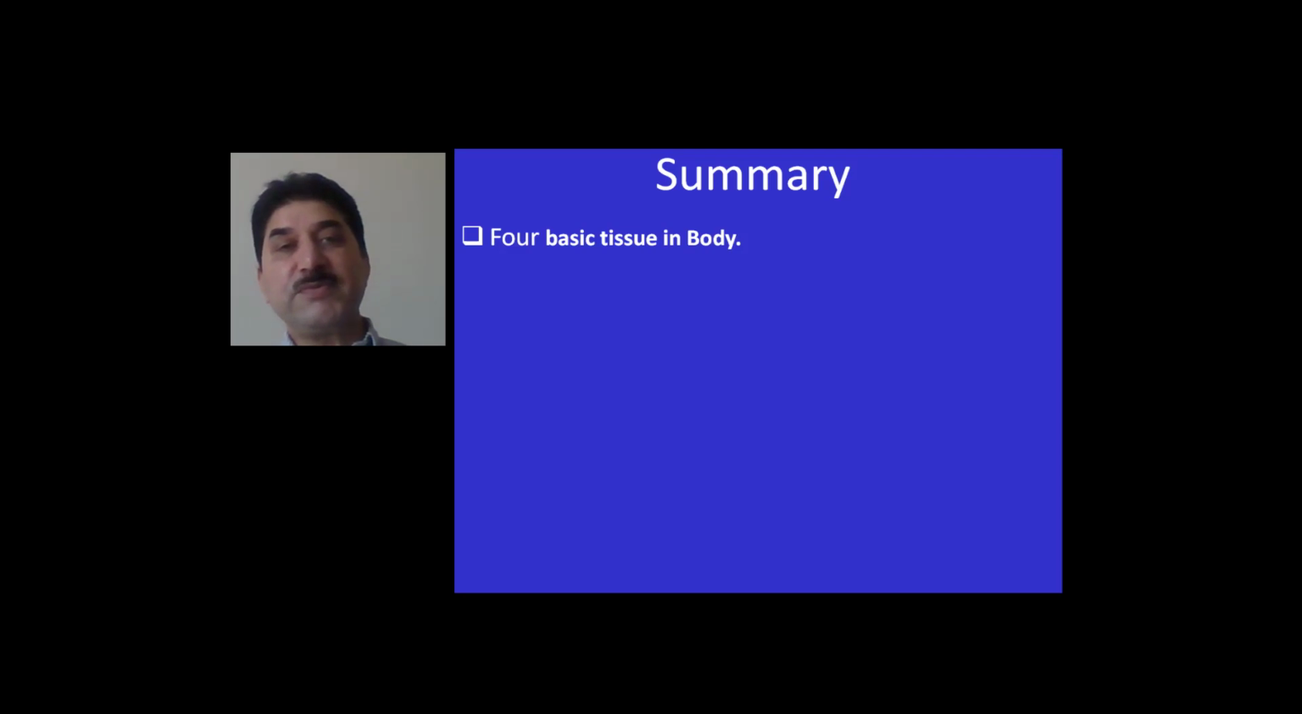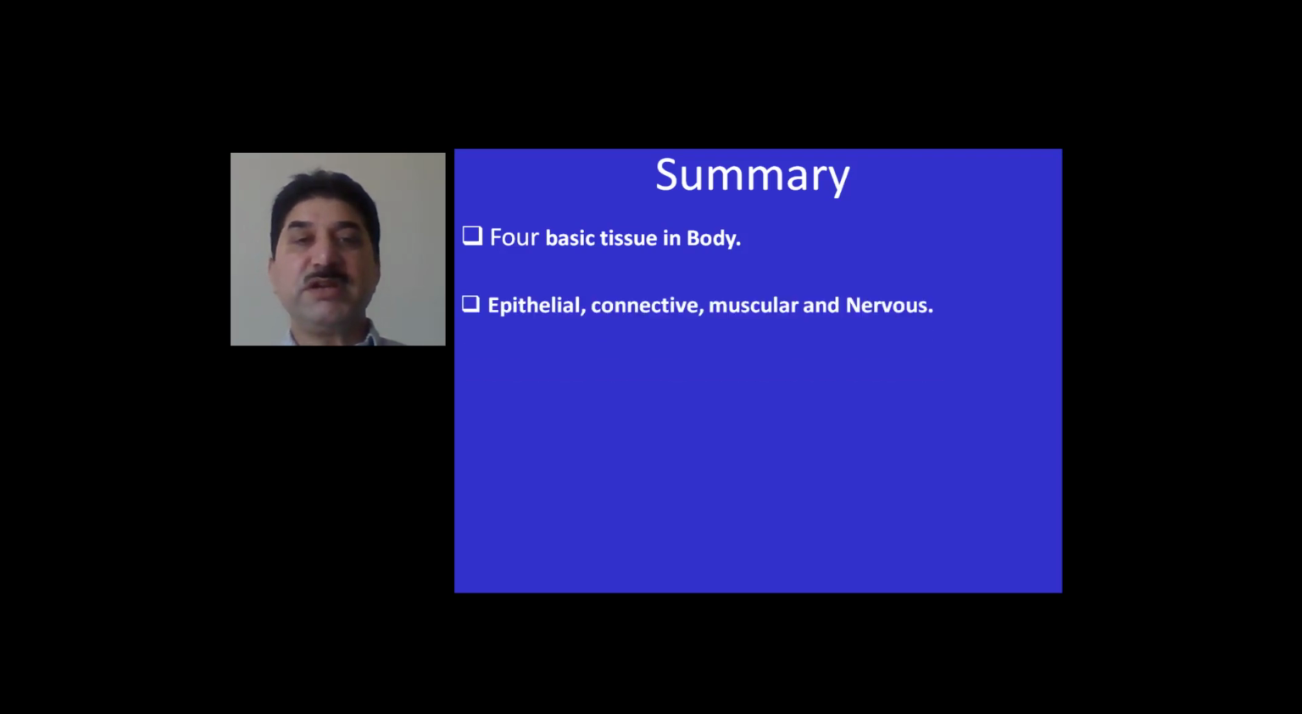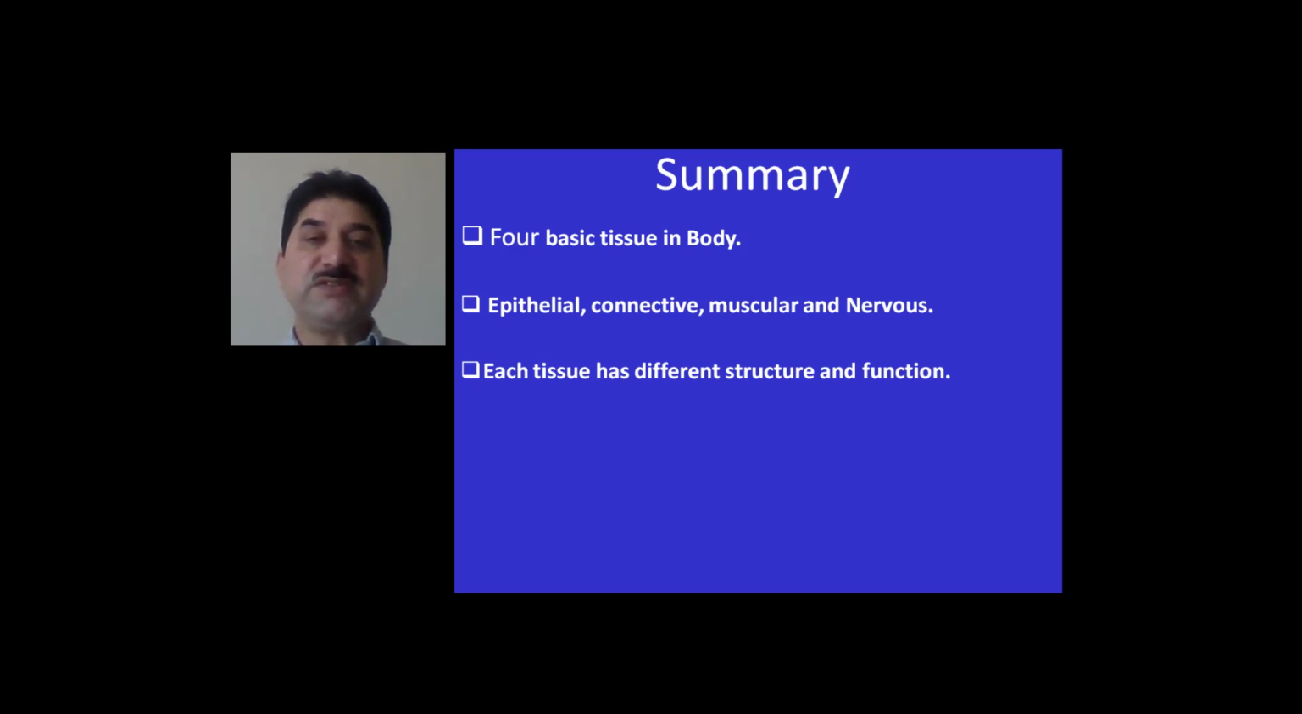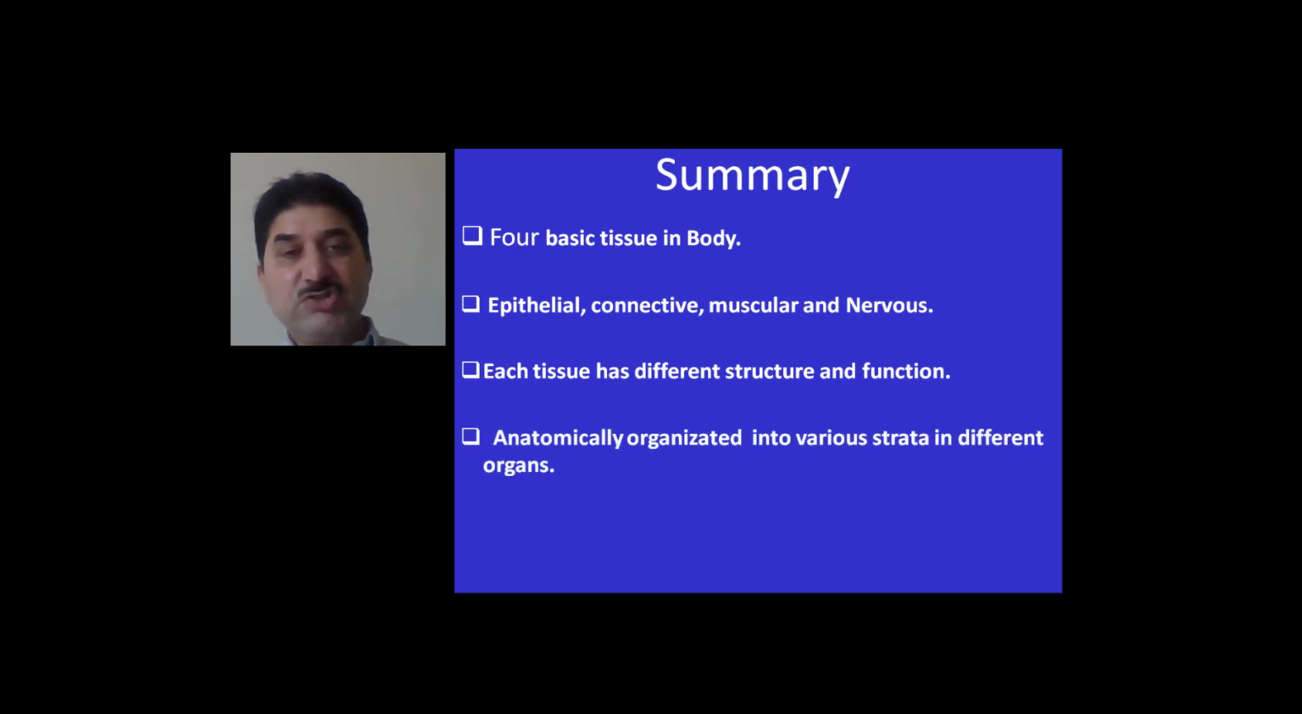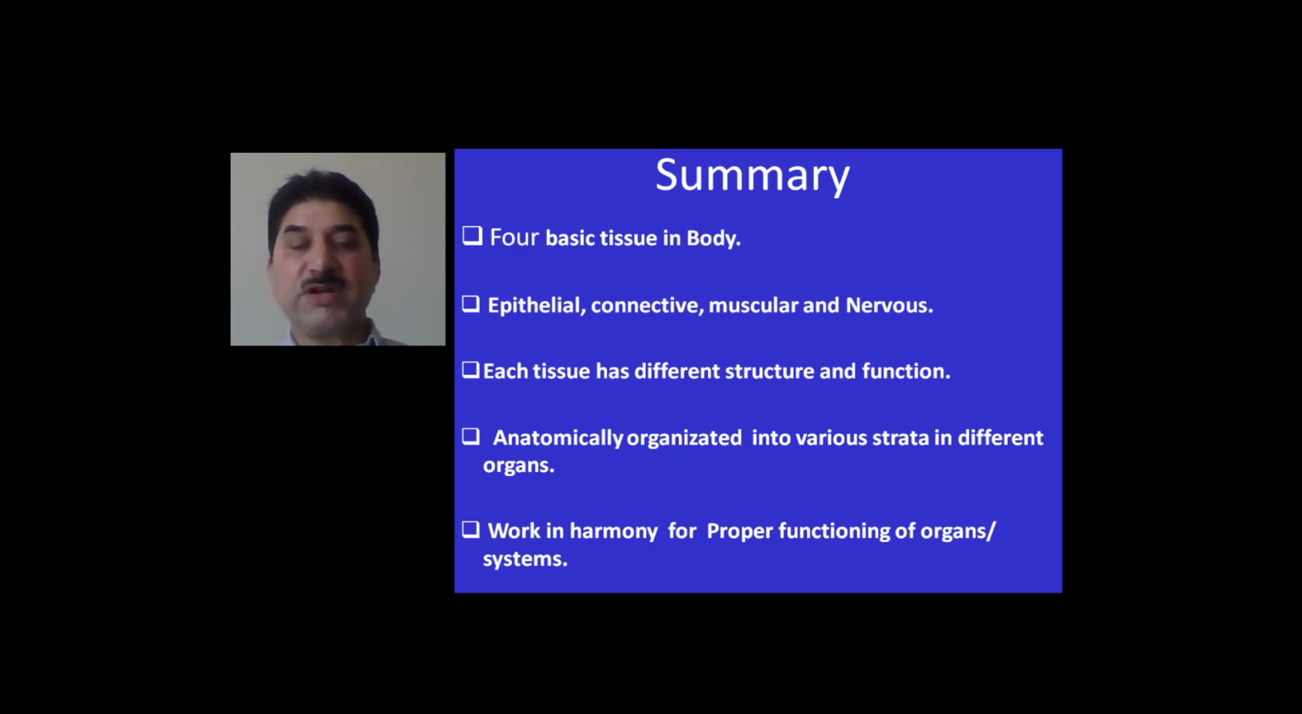In summary, there are four basic tissues in our body: epithelial tissue, connective tissue, muscular, and nervous tissue. Each tissue has different structure and function. These tissues are anatomically organized in various strata in different organs. They work in harmony for proper functioning of organs and systems.